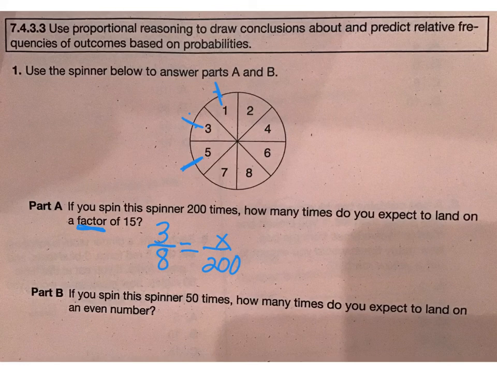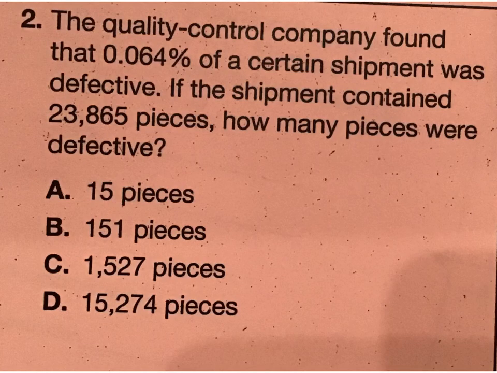Part B is just like that, except you're going to have to find the chances of landing on an even number. So go ahead and look at the spinner. Write down the chances of an even number on just one spin, and then go ahead and change your bottom number to 50. Hope that helps.